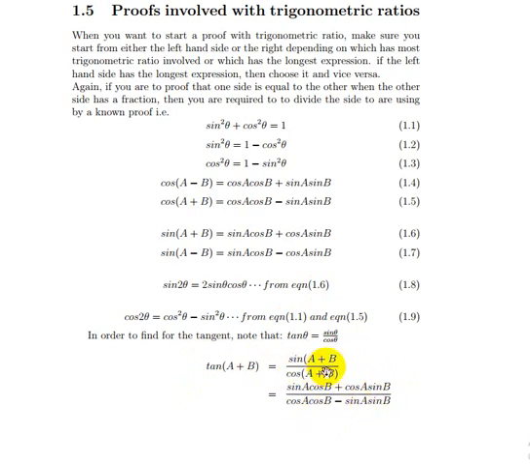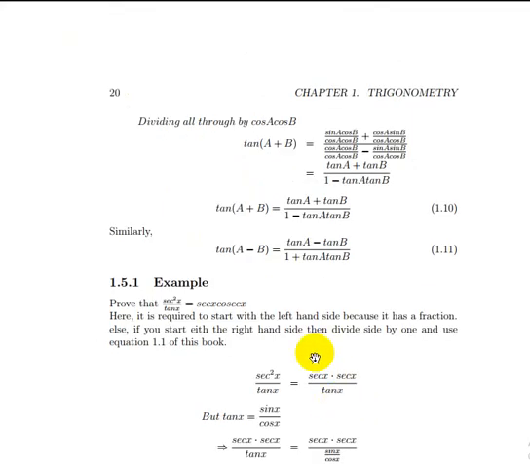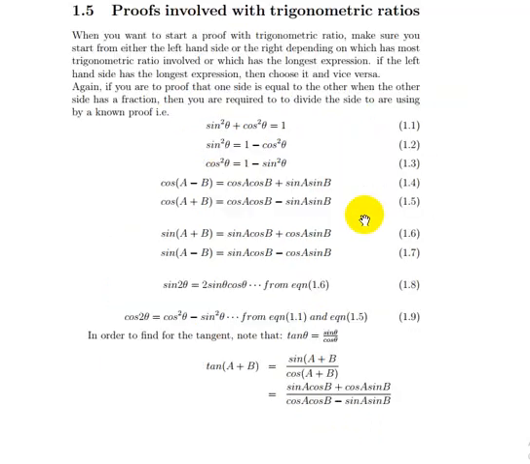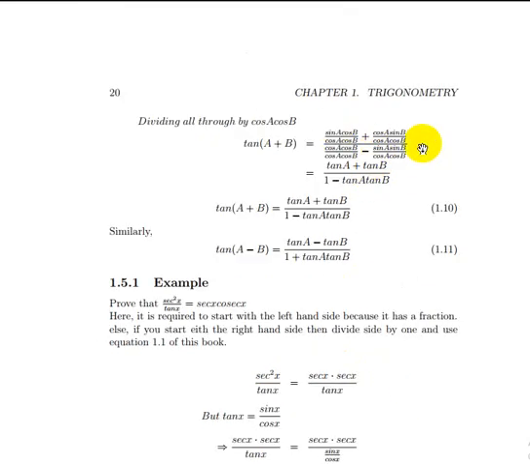Now you see that in the numerator it is positive, and in the case of the cosine of A plus B, it's going to be negative. We come back and say that we divide all through by cos A cos B. I divide the numerator by cos A cos B, and I divide the denominator by cos A cos B, so that the different constituents of the numerator and denominator are divided by cos A cos B. I'm going to have this.